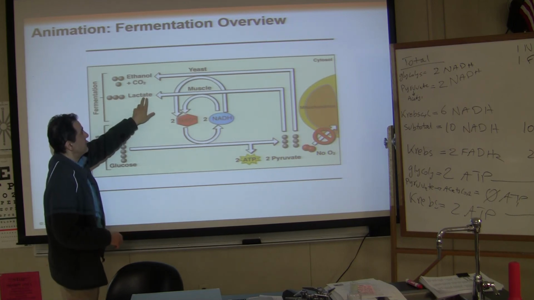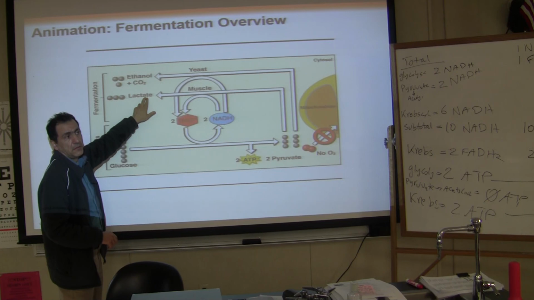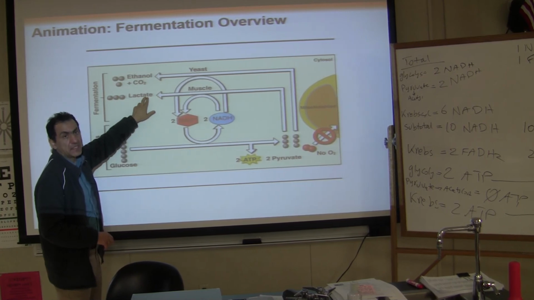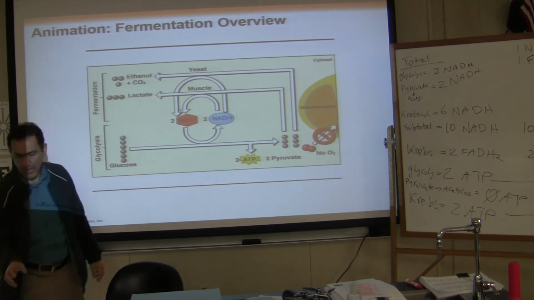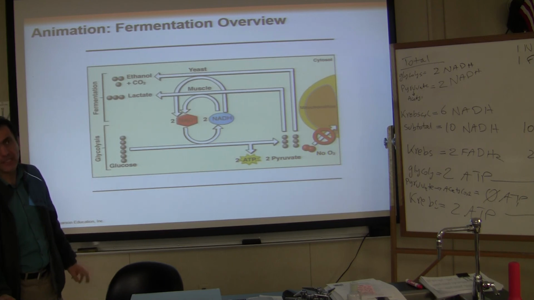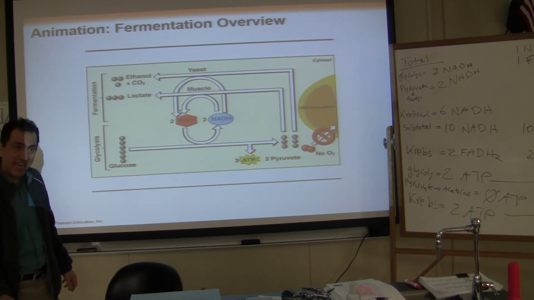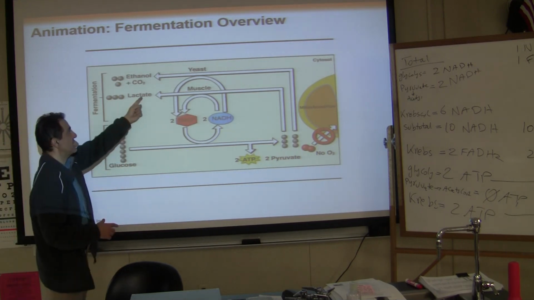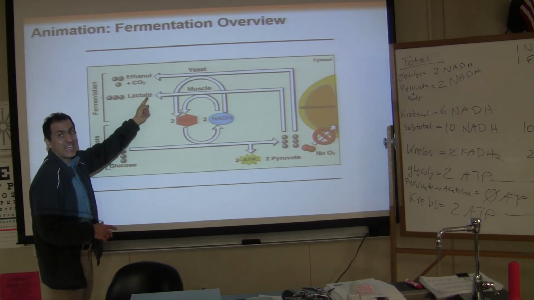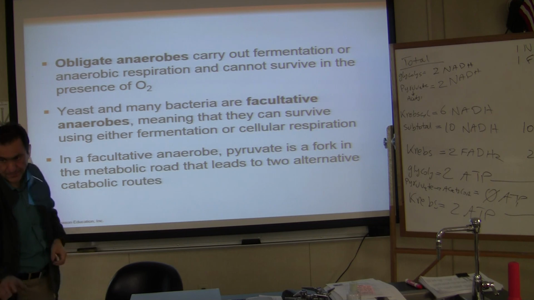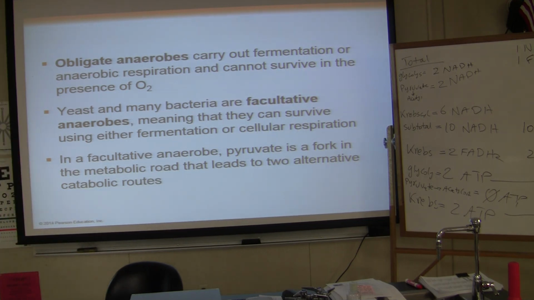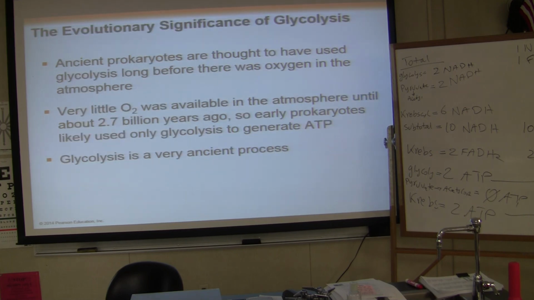Lactic acid, another name for it is lactate. The ATE at the end of the word means what? Acid. Lactic acid. Pyruvate, pyruvic acid. Oxaloacetate, oxaloacetic acid, citrate, citric acid. Anything that has ATE at the end of the word, not ASE. ASE is what? Enzyme. ASE is enzyme. And then there are obligate anaerobes and facultative anaerobes. These are different types of bacteria. You take microbiology, they will talk about it.